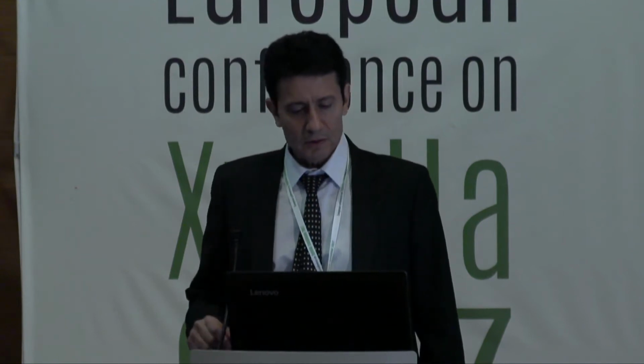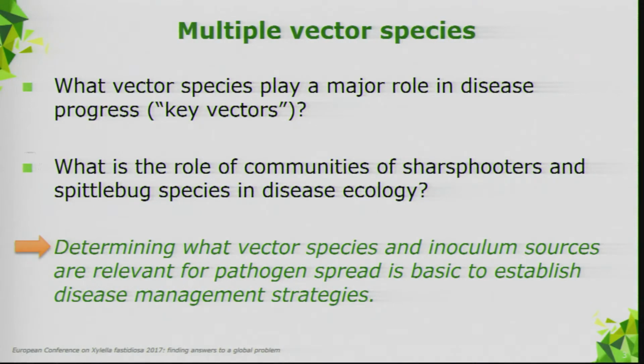And so, as I said, the question is, what vector species play a major role in disease progress? What are the key vectors? And also, what's the role of communities of sharpshooters in disease ecology? If you have many vectors, you can have different processes going on. And determining what vector species and inoculum sources are relevant for pathogen spread is basic for understanding the disease and proposes a very rational method for disease management strategy.